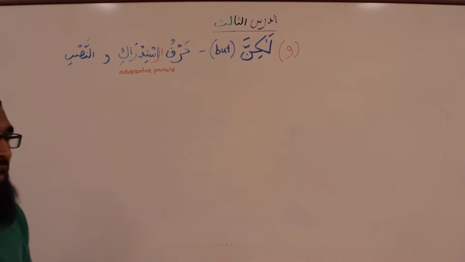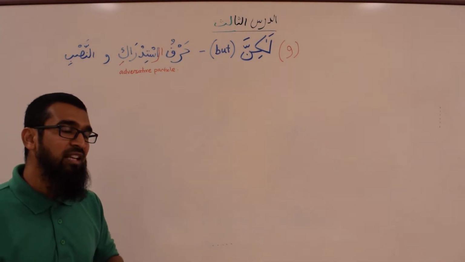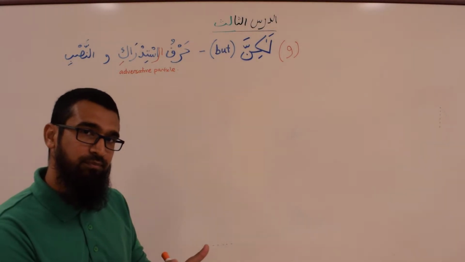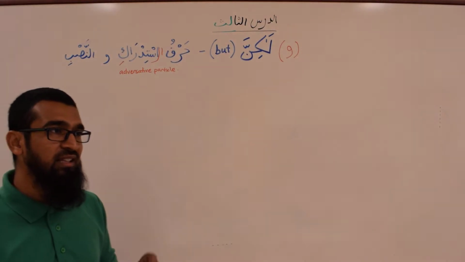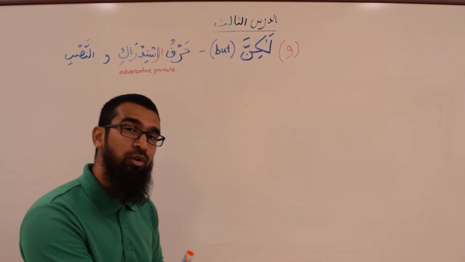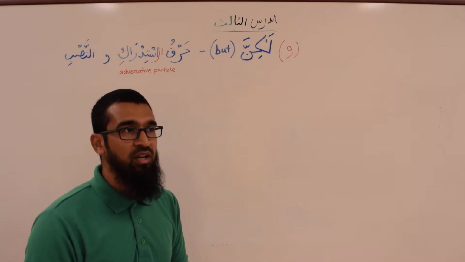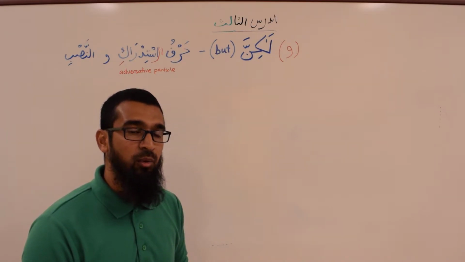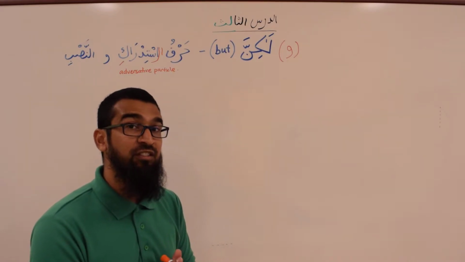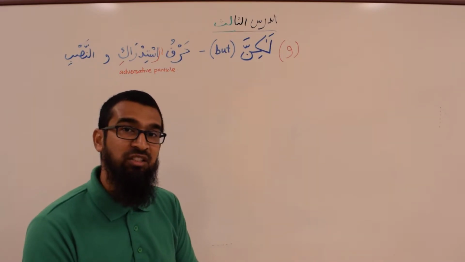Istidrak means, let's say, imagine the conversation is going a certain way, and you think that the listener is going to assume that it's going to continue to go in that direction, but you want to correct him. You want to correct him, and at the same time you want to alert him that the direction of the conversation is going to change a little bit.